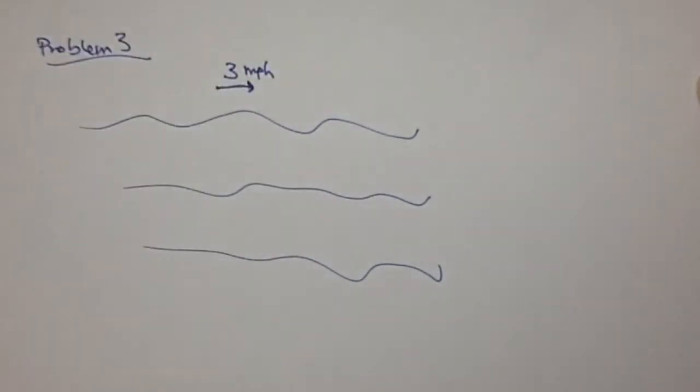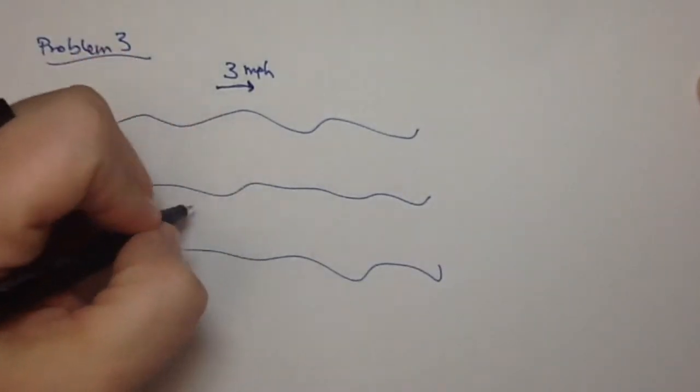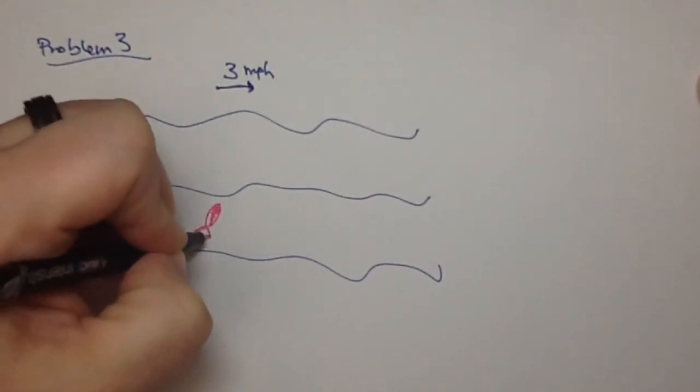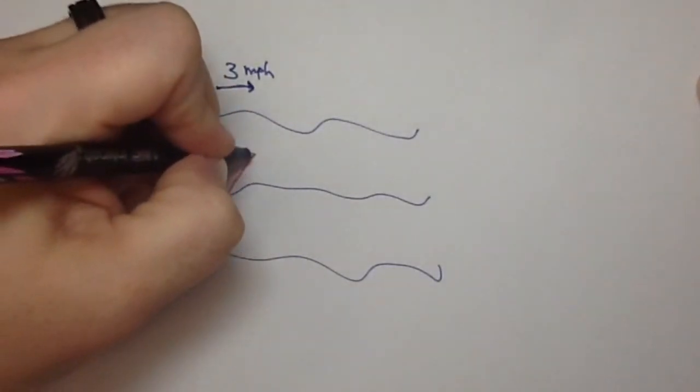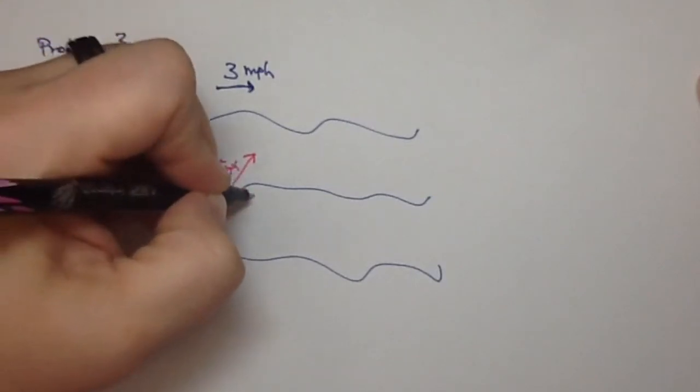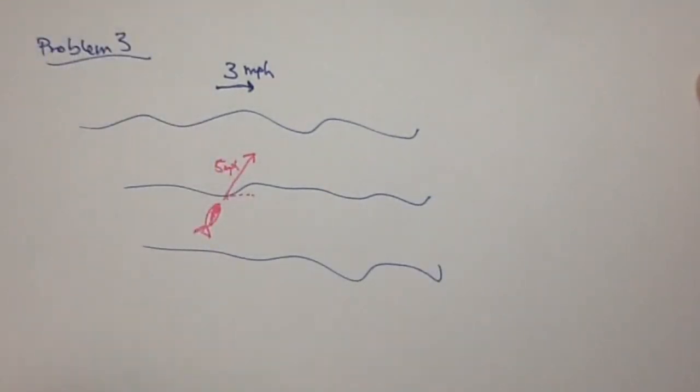So this is the river. And in the river there is a salmon. And the salmon is swimming at 5 miles an hour. So here's our little salmon. And he is swimming as hard as he can in a direction of 5 miles an hour. And this angle is 45 degrees. Okay, so the question asks, find the true velocity of the fish.